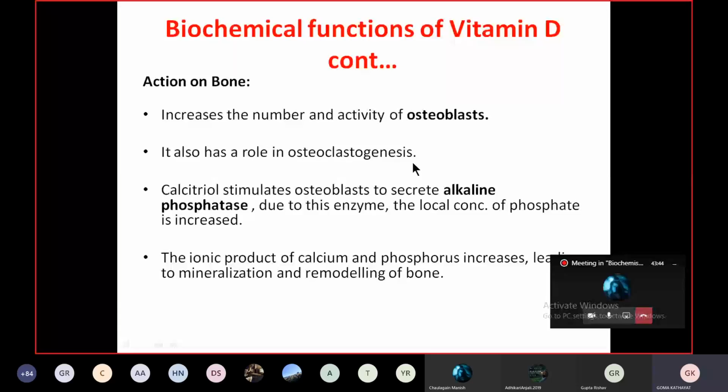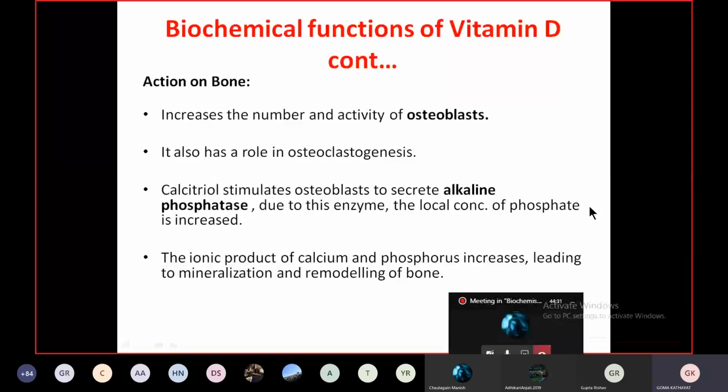Basically, vitamin D stimulates the osteoblast to secrete alkaline phosphatase. Alkaline phosphatase is an enzyme that removes the phosphate from the bone. If the phosphate is removed, obviously the calcium is also removed from the bone. So the ionic product of calcium and phosphorus increases, leading to the mineralization and remodeling of the bone. That means the main role of vitamin D is in the remodeling of the bone. It has a role in both bone formation and bone resorption, and depending upon the ionic product of calcium and phosphorus, it helps in the remodeling of the bone.